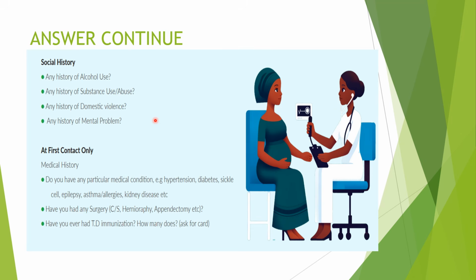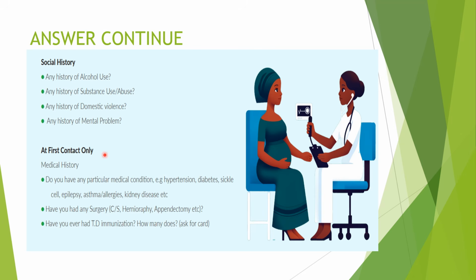Social history. Social history talks about the lifestyle that Mrs. Olorun Shogo has been living, whether she takes alcohol, whether she takes substances, whether she has domestic problems in the home, whether her husband beats her at any given time, and whether she has any other medical problem. So these are social history.